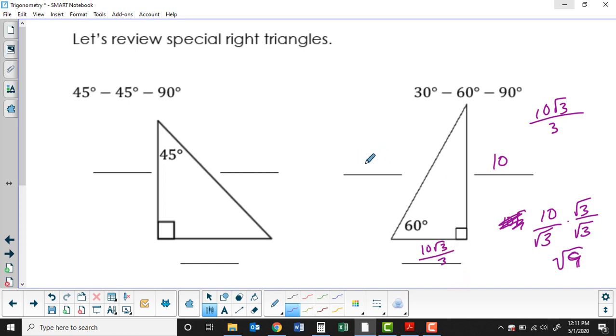And how long would this side be? Well, it would be twice as long as this side. Well, what's twice as long as 10 square root of 3 over 3? It is 20 square root of 3 over 3. We don't double the 3 because if you double the top of the fraction and the bottom of the fraction, you haven't doubled anything. It's the same exact size, right? 1 over 1 is 1, but if you multiply the top and the bottom by 2, you get 2 over 2, which is still 1. But if you multiply just the top by 2, you get 2 over 1, which is 2, which is twice as much as 1, all right?